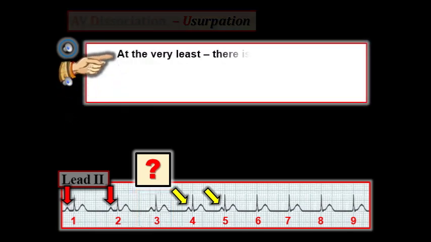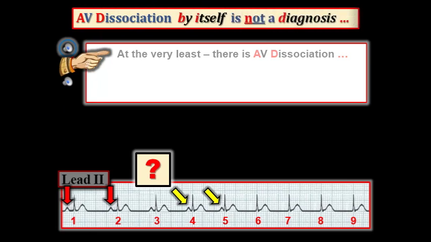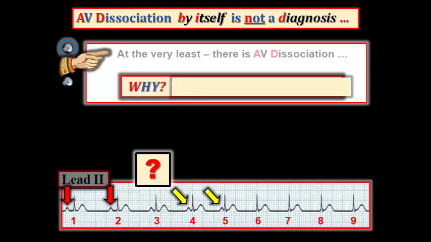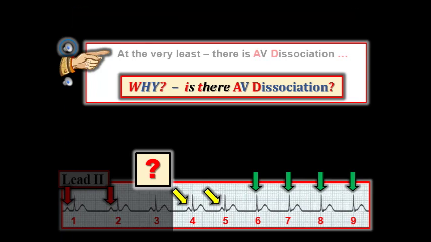Therefore, there is AV dissociation, because there are regularly occurring sinus P waves that are not conducting. But AV dissociation should never be a diagnosis by itself. Instead, we need to find out why there is AV dissociation, with the 3 possibilities being AV block, or default, due to sinus rate slowing, as we saw in the last slide, or usurpation, in which the AV nodal rate accelerates. This latter possibility is precisely what we have here, in which a junctional tachycardia at a rate of 100 per minute takes over during the last half of the tracing, green arrows.